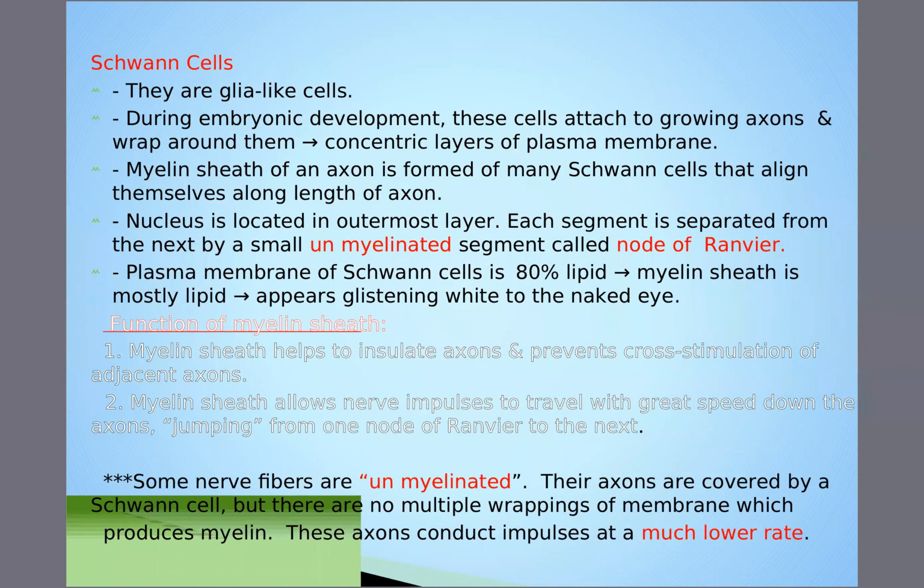Schwann cells are glial-like cells. During embryonic development, these cells attach to a growing axon and wrap around it in concentric layers of the plasma membrane. The myelin sheath of an axon is formed by many Schwann cells along the length of the axon. The nucleus is located in the outermost layer. Each segment is separated from the next by a small unmyelinated segment called a node of Ranvier.